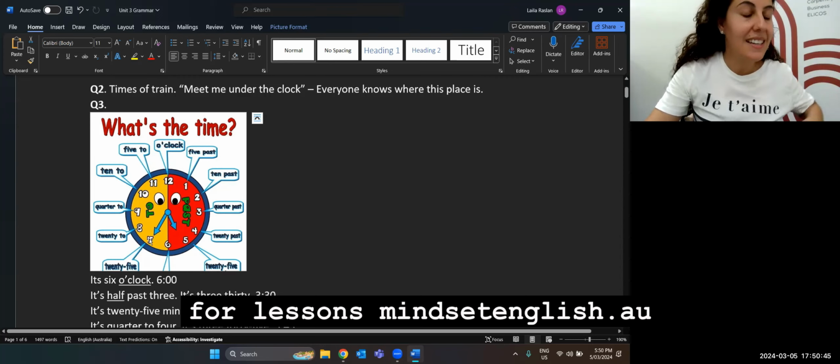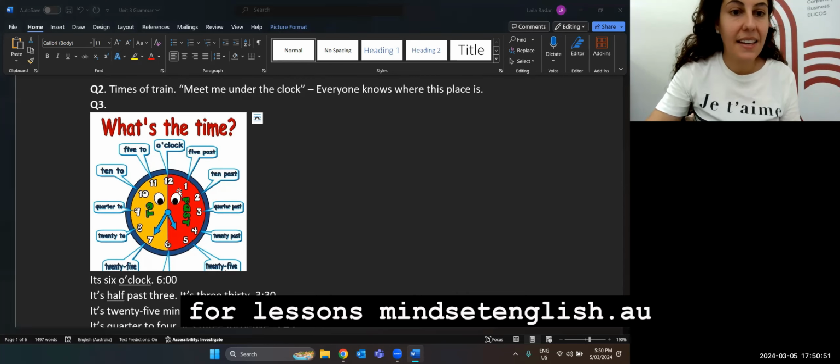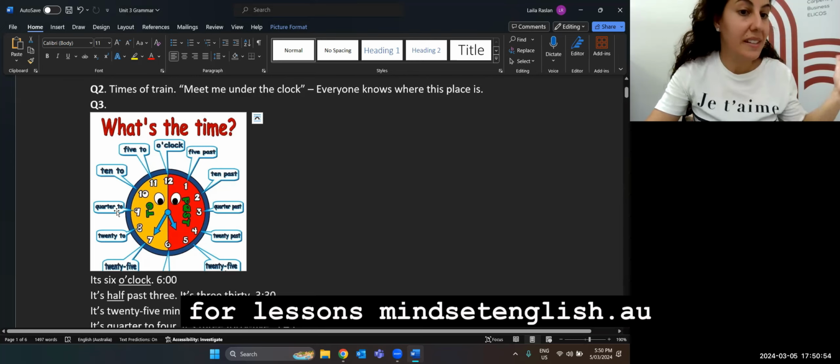If the big hand is anywhere in the yellow, we say to. So you've got to remember to. And if it's on the 9, we say quarter. If it's on the 12, we say o'clock.